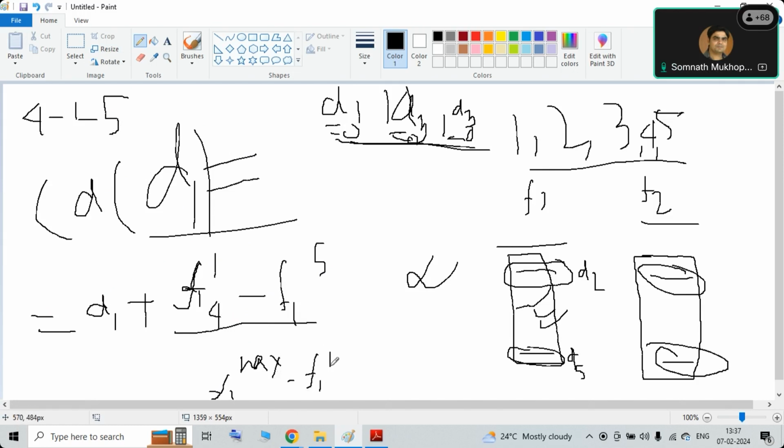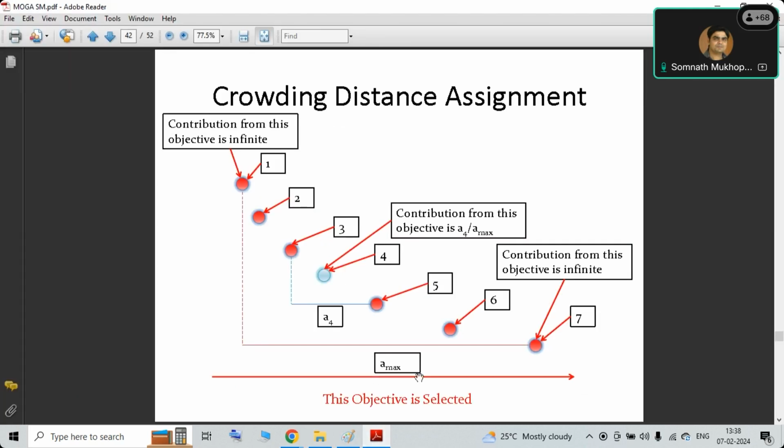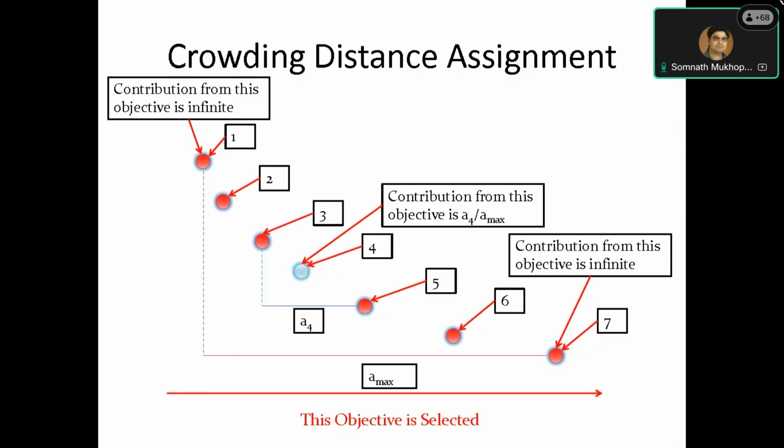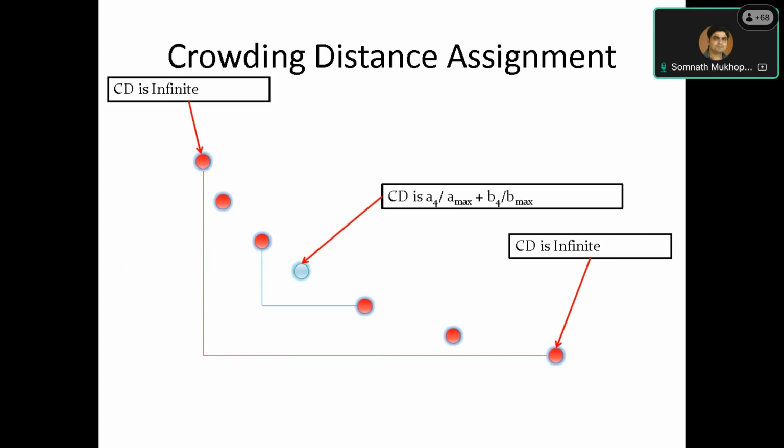So F1 4 minus, so F1 5 by the fitness of F1 max and fitness of F1 min. So by using this formula or by this function, we can calculate the updated crowding distance for D1. So in this way, we can calculate the fitness values and crowding distance values for all the chromosomes.